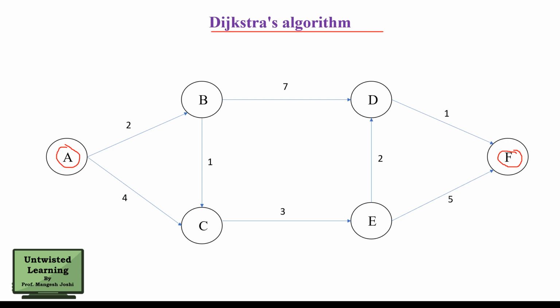And there are multiple paths which you can go. That is, for example, there is one path that is A, B, D and F. There is one more path that is A, C, E, F. There is one more path that is A, B, C, E, F. There is one more path A, C, E, D, F. So there will be many more paths, right?